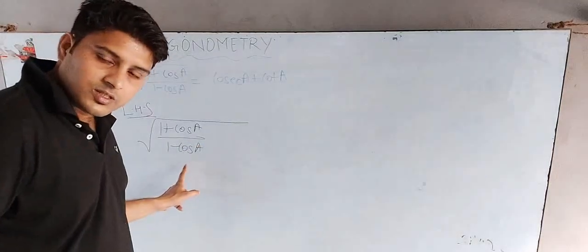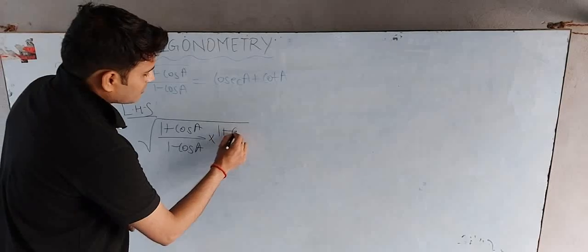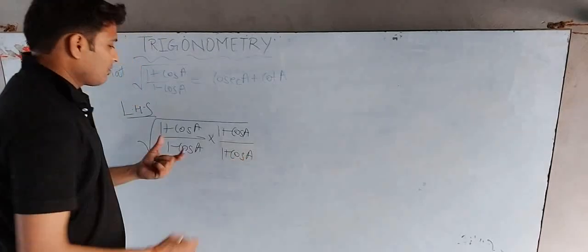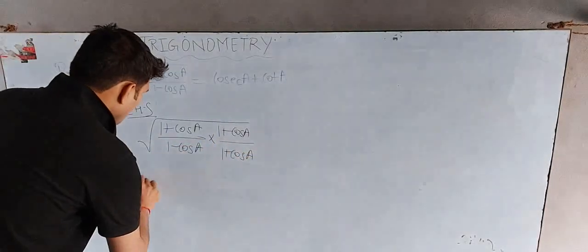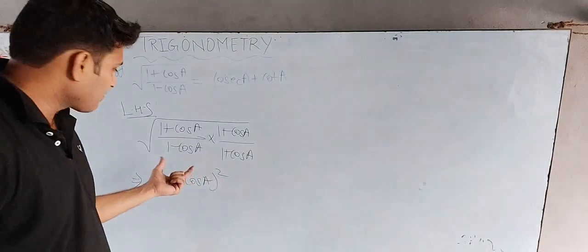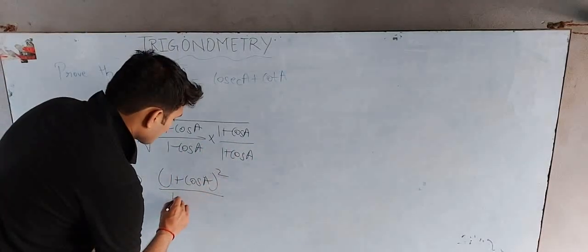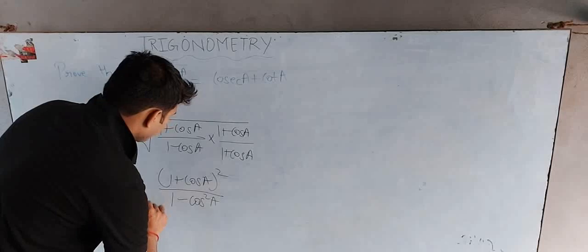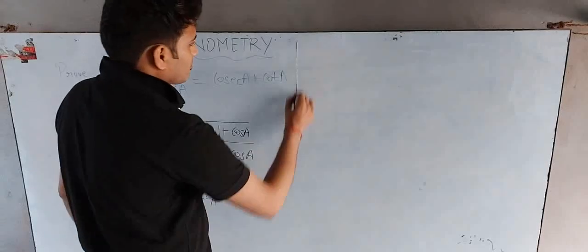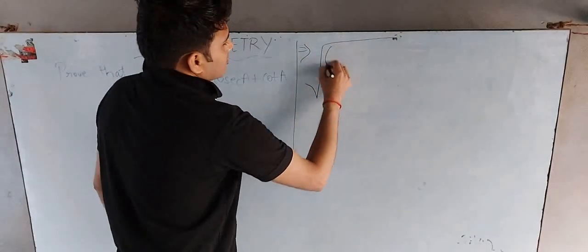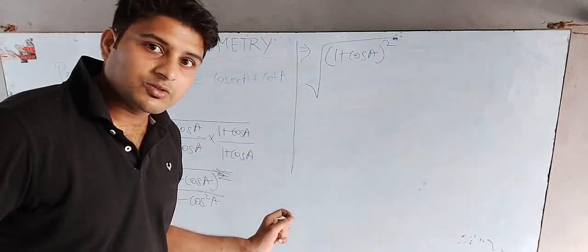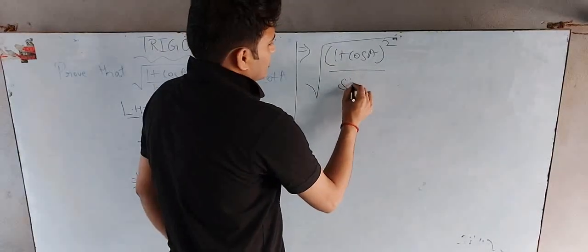Square root of 1 minus cos A is in the denominator, so multiply with 1 plus cos A. Square root 1 plus cos A upon 1 plus cos A. Now 1 plus cos A, 1 plus cos A, it will be 1 plus cos A whole square. And in the denominator you have A minus B, A plus B, so it will be A square minus B square. Now as we know 1 minus cos square A will be equals to sin square A, so it will be sin square A.